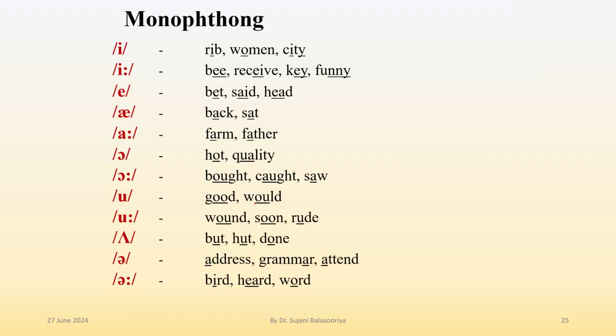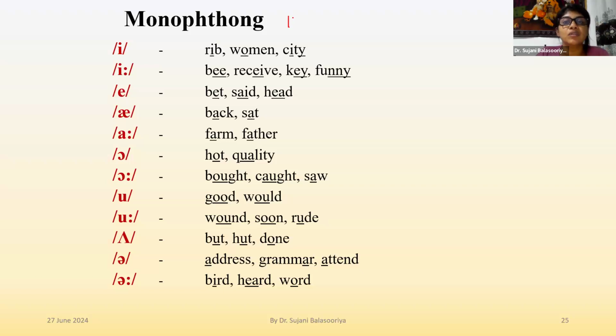Are there 14 here? I have given you the monophthongs. How many? 12. Remember, there are 12 monophthongs. 22 consonants, 2 semivowels, 12 monophthongs, and 8 diphthongs. That is how we get 44.